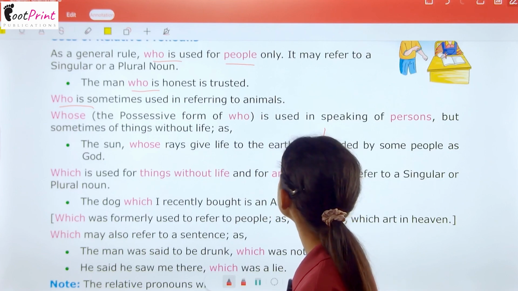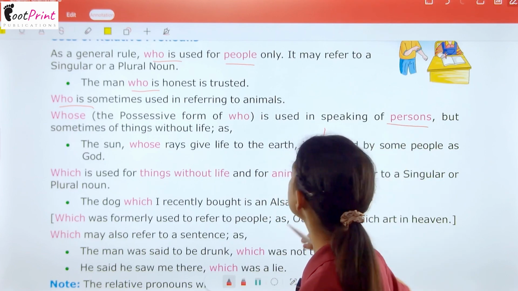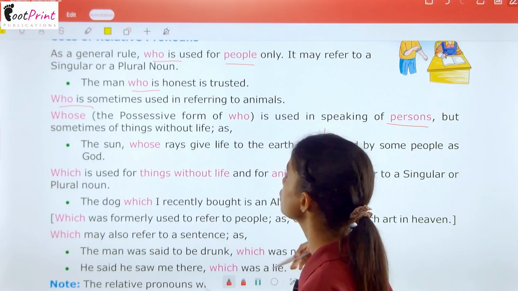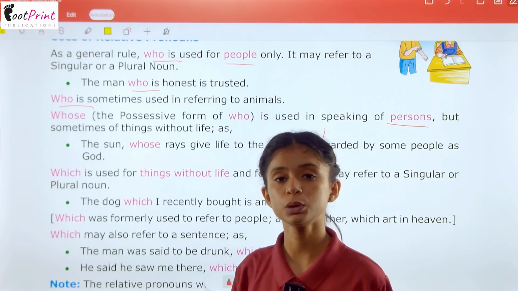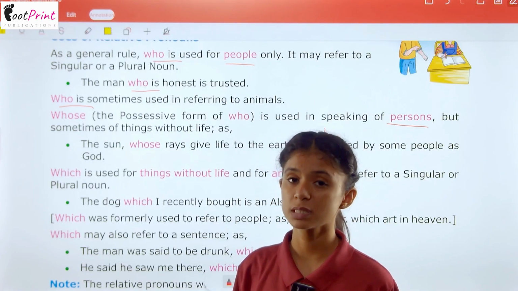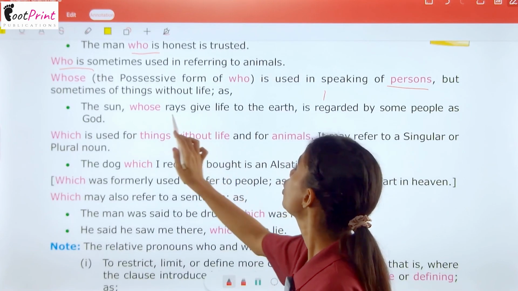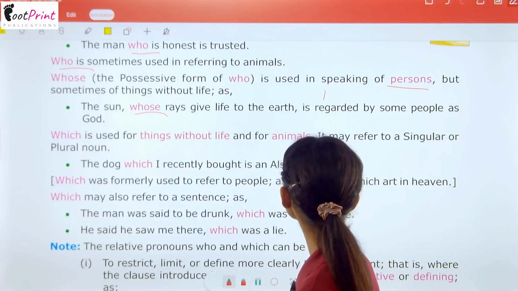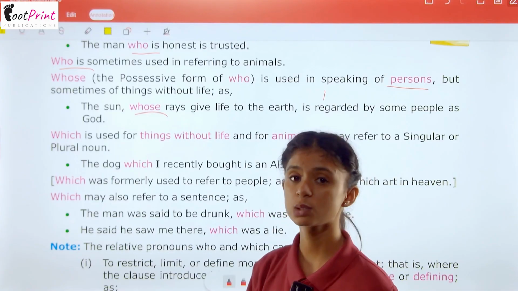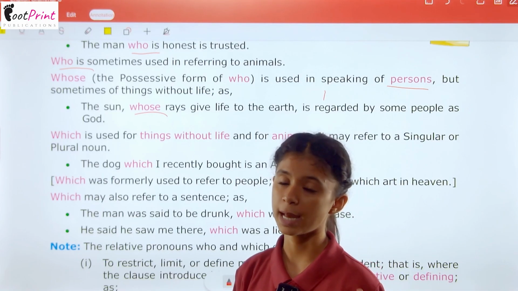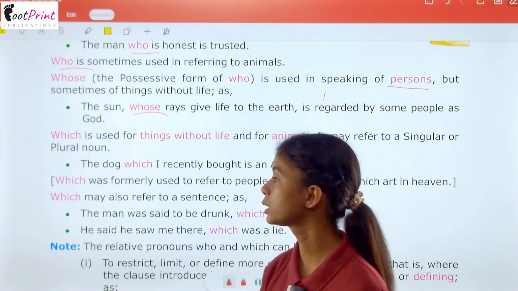Whose is used to speaking of persons but sometimes of things without life. So whose we use with people but sometimes with inanimate things as well. The sun, whose rays give life to the earth, is regarded by some people as God. So sun is inanimate and still we are using whose with it.